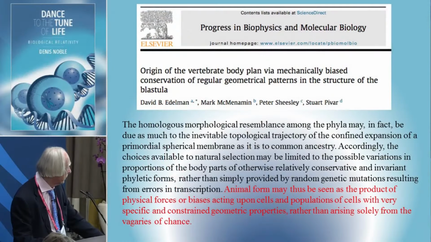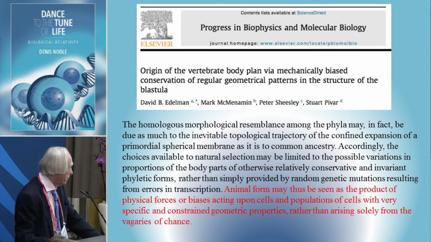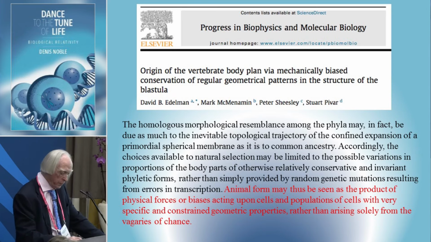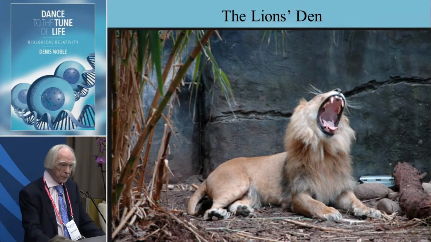This is a lovely paper by David Adelman and his colleagues, just recently published in Progress in Biophysics, where they write that animal form may thus be seen as the product of physical forces or biases acting upon cells and populations with very specific and constrained geometric properties, rather than arising solely from the vagaries of chance. So, the lion's den.